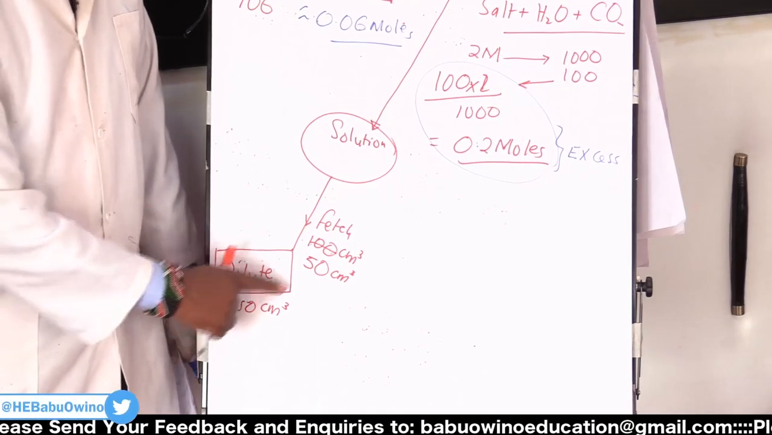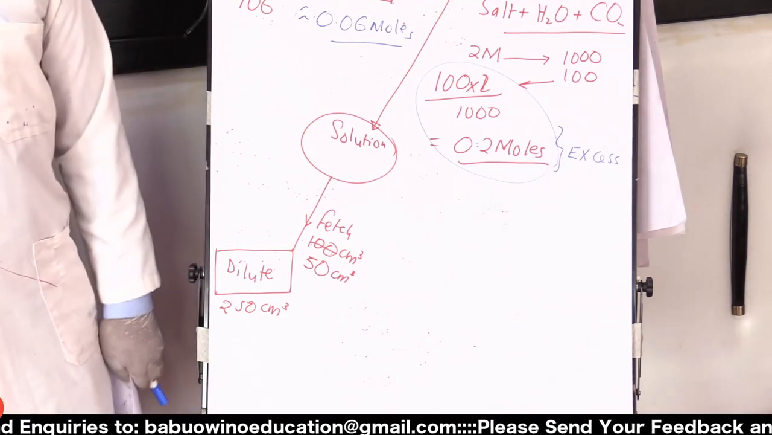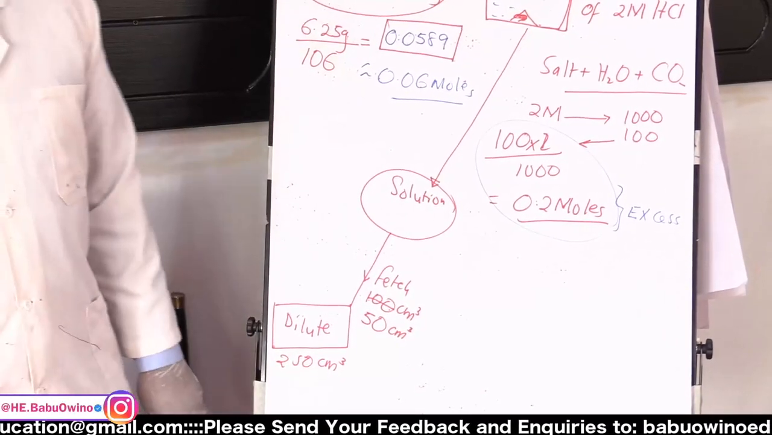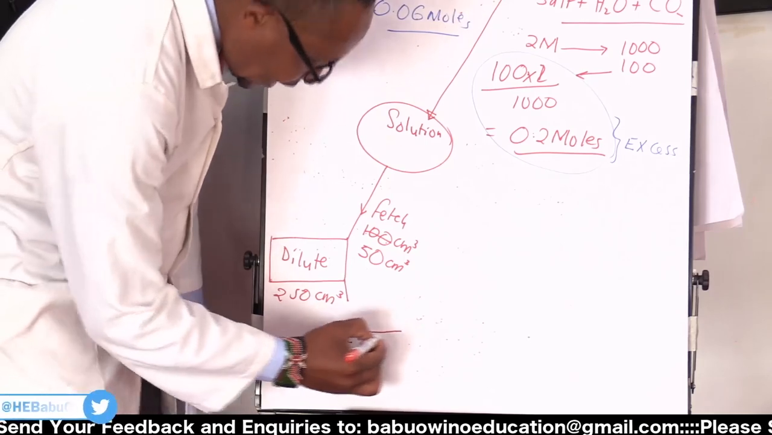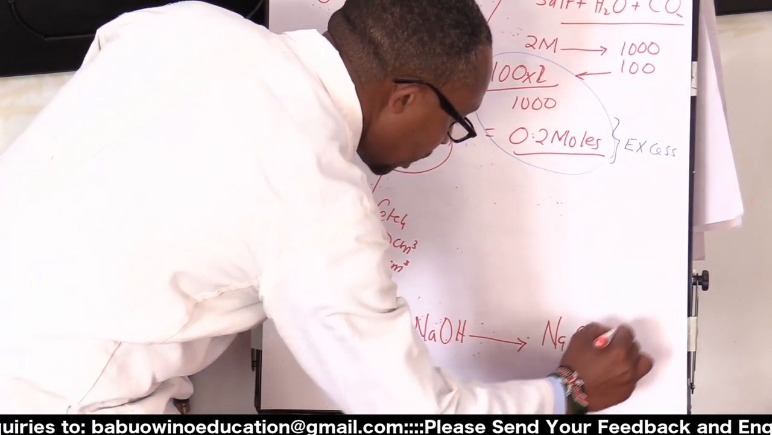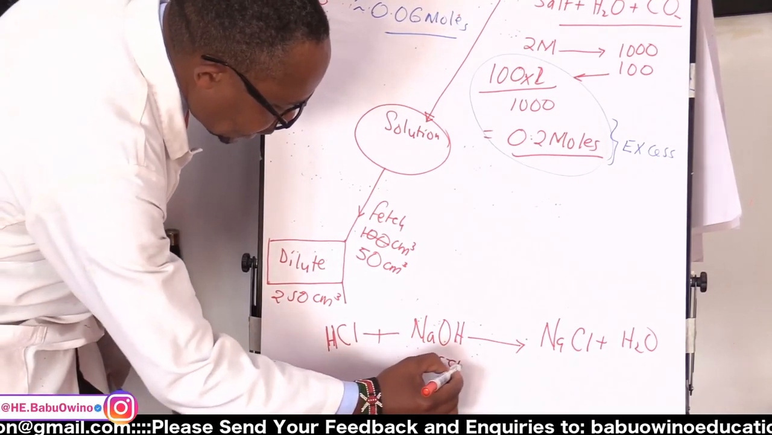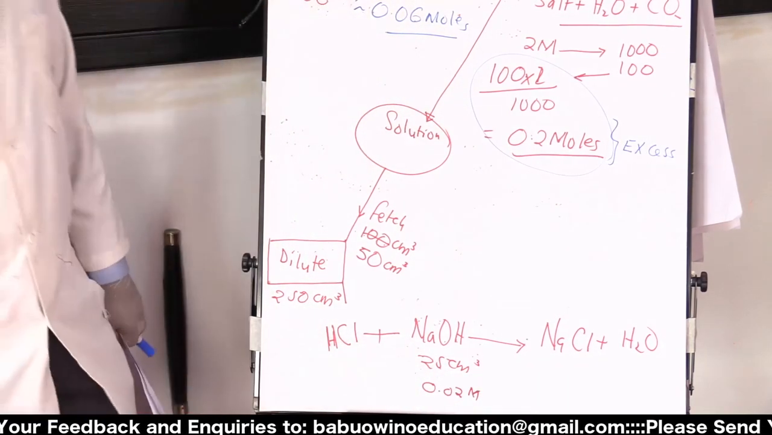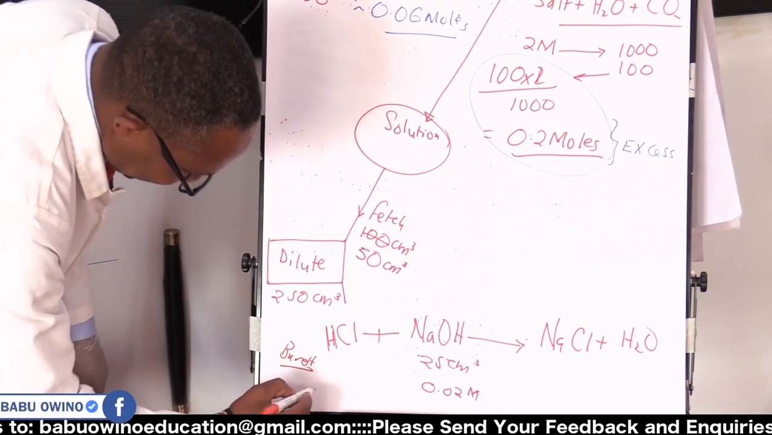What does that mean? The moles that are here in 50 are the ones that are in the 250, only that we've added water. We've taken a certain number of moles and then we add water, so the number of moles will not change. Then I take this diluted HCl and combine it with the sodium hydroxide to give me sodium chloride plus water. So if I now titrate this, this is the burette, 25 centimeters cubed, 0.02 molar, and I react it with this one from the pipette.